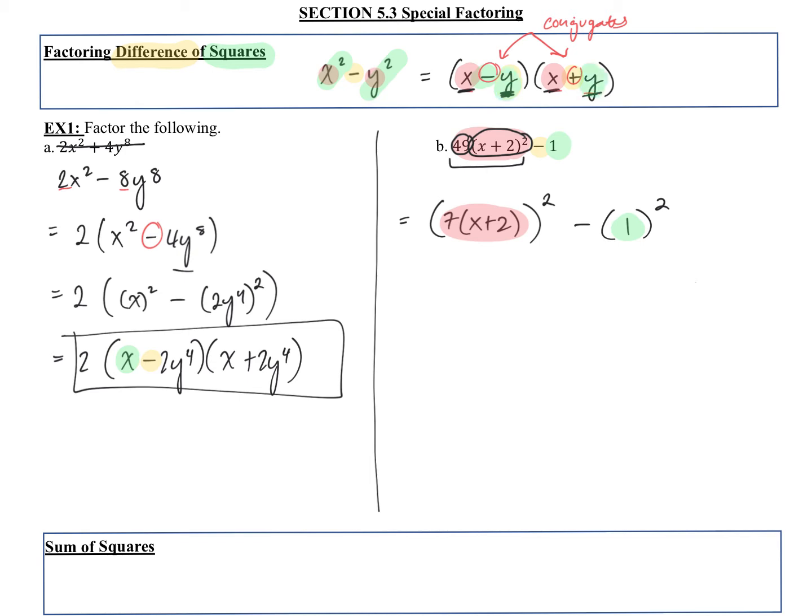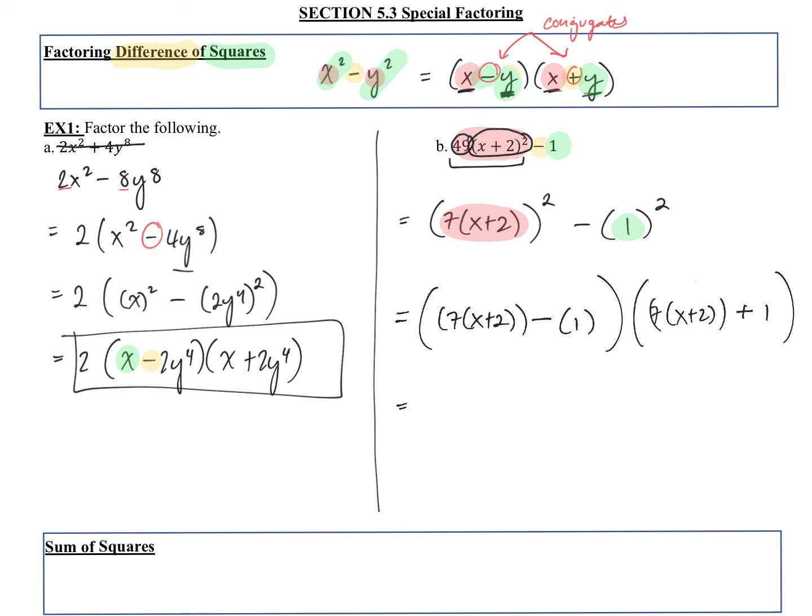So the first term is that huge 7x plus 2, and then we'll go ahead and do the minus and our last term. So that's the first binomial, the minus, and then we'll do the next one, 7x plus 2, and then finally we have the plus 1. But we have to simplify these two.